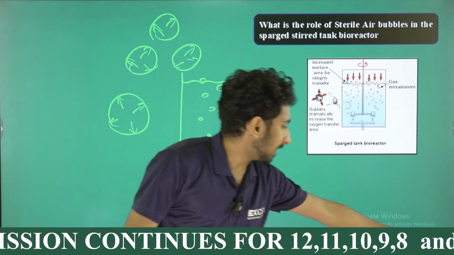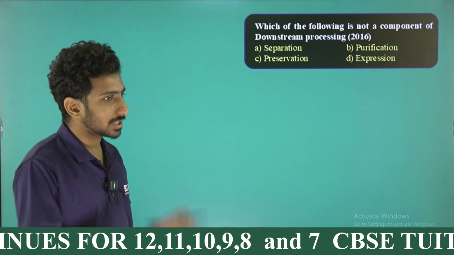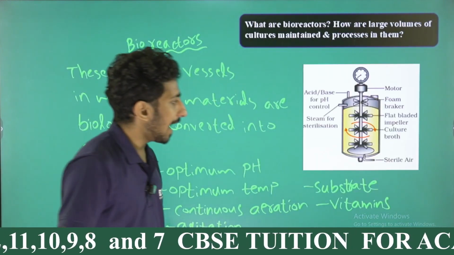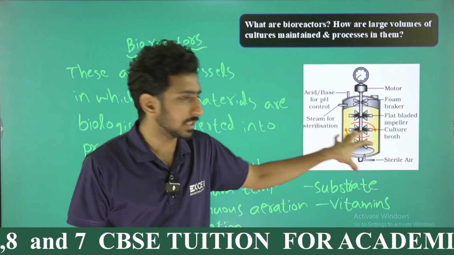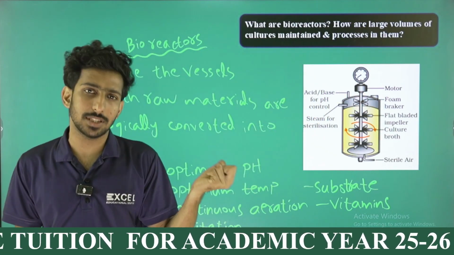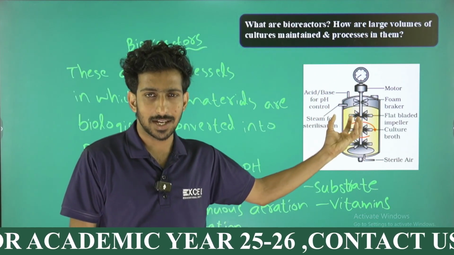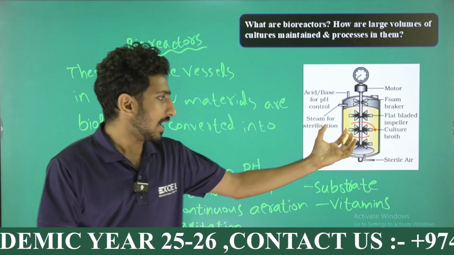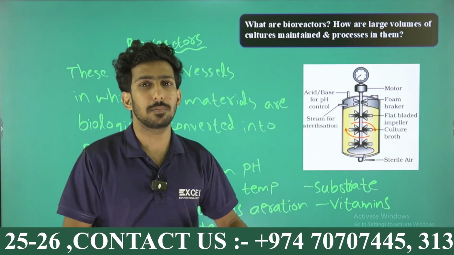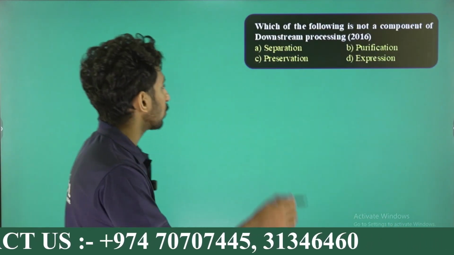Next one. Which of the following is not a component of downstream processing? What is downstream processing? After this biosynthetic phase, the processing in the bioreactor is called a biosynthetic phase. We will get the desired product or recombinant protein. We have to collect that through a sampling portal. After that, the desired product should be processed. These processes are called downstream processing.